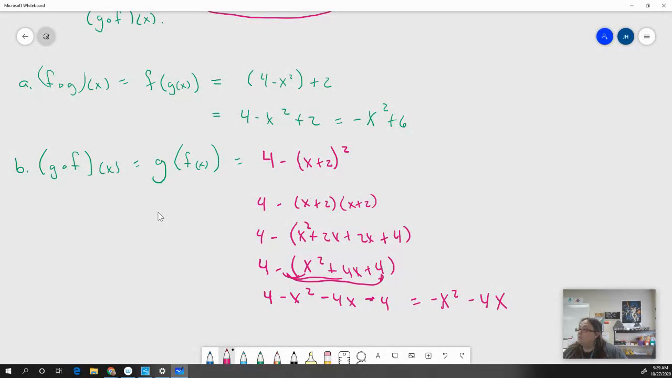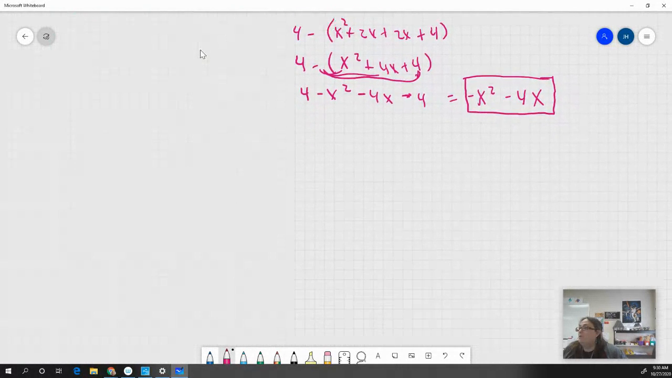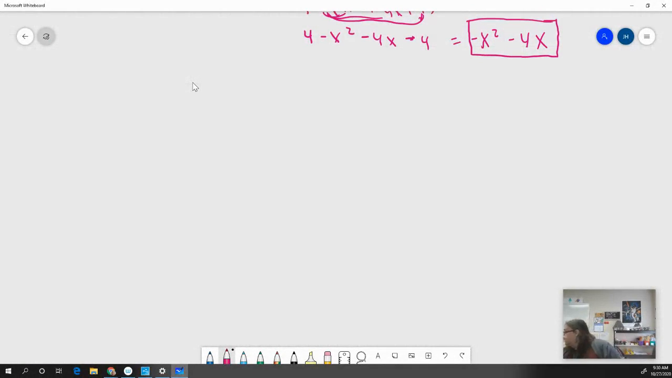4 minus 4 is just 0, so this is what we wind up with. Right? This is how we compose a function. It's just about plugging one into the other. I'm going to do another example, and then that should end this video.